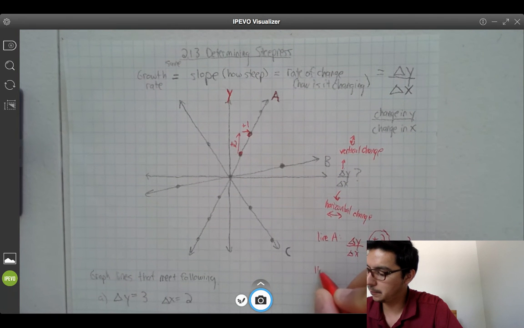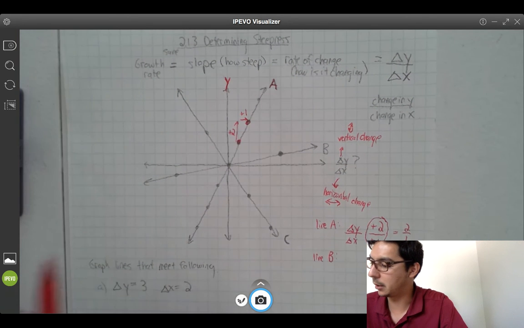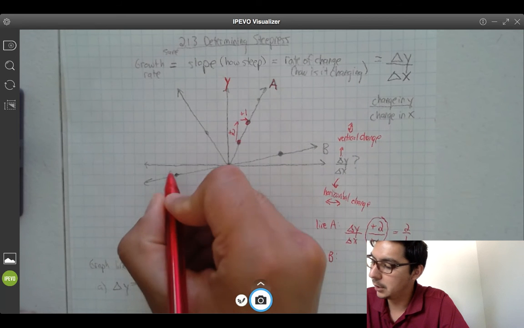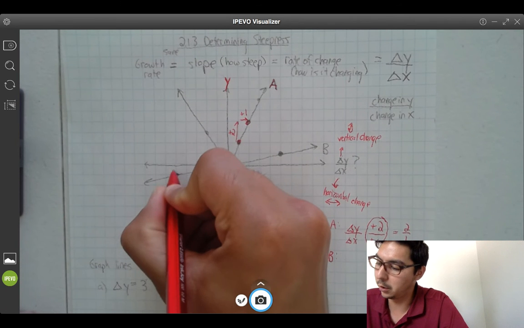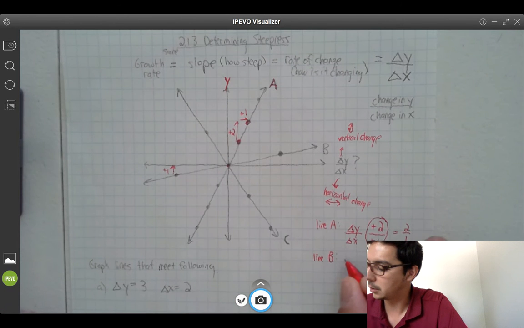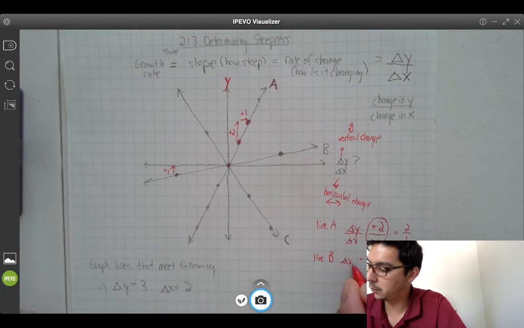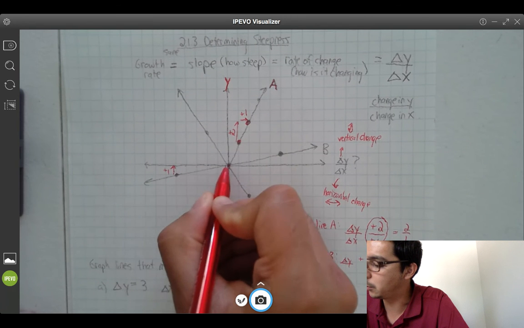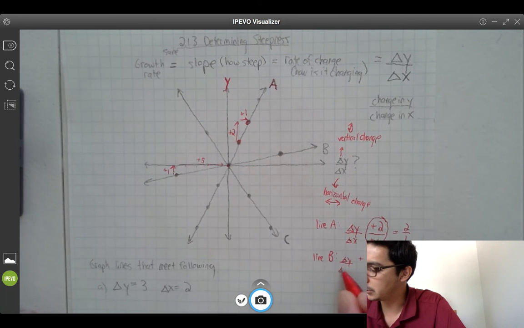Line B, say I pick this point and this point for line B, and remember, you always read left to right. Always left to right. So it's going up 1. That means the change in y is plus 1 over, and then to get to that point, it's going over 1, 2, 3, 4, 5. Right 5. So your change in x is positive 5. So you could write 1/5.